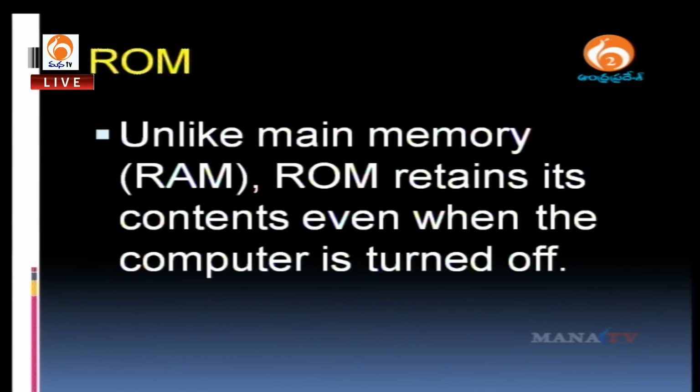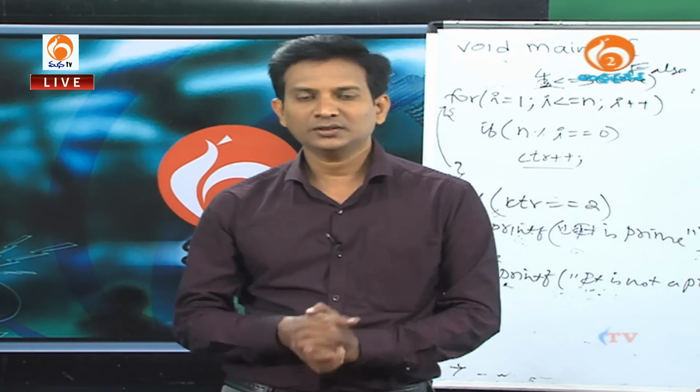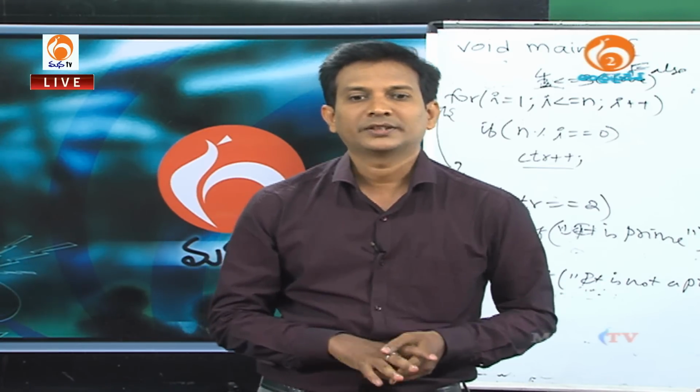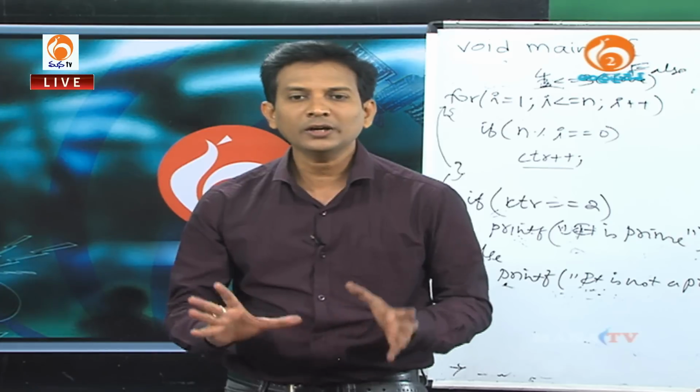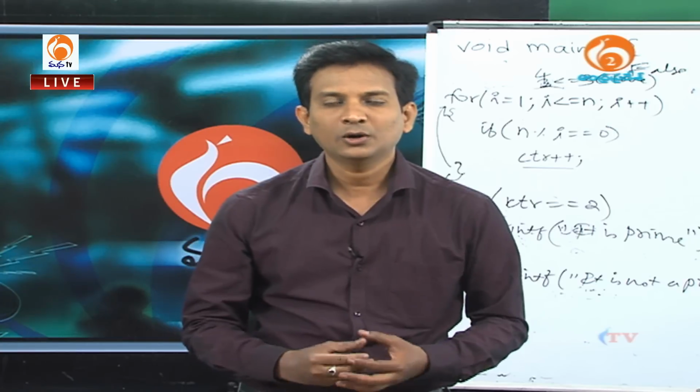Read only memory retains its contents even when the computer is switched off. That is the contrast between RAM and ROM. As soon as the system or device is switched off, all the data in RAM is going to be lost. But in read only memory, it remains the same. The data remains permanently, because read only memory stores permanently, whereas RAM is only temporary.